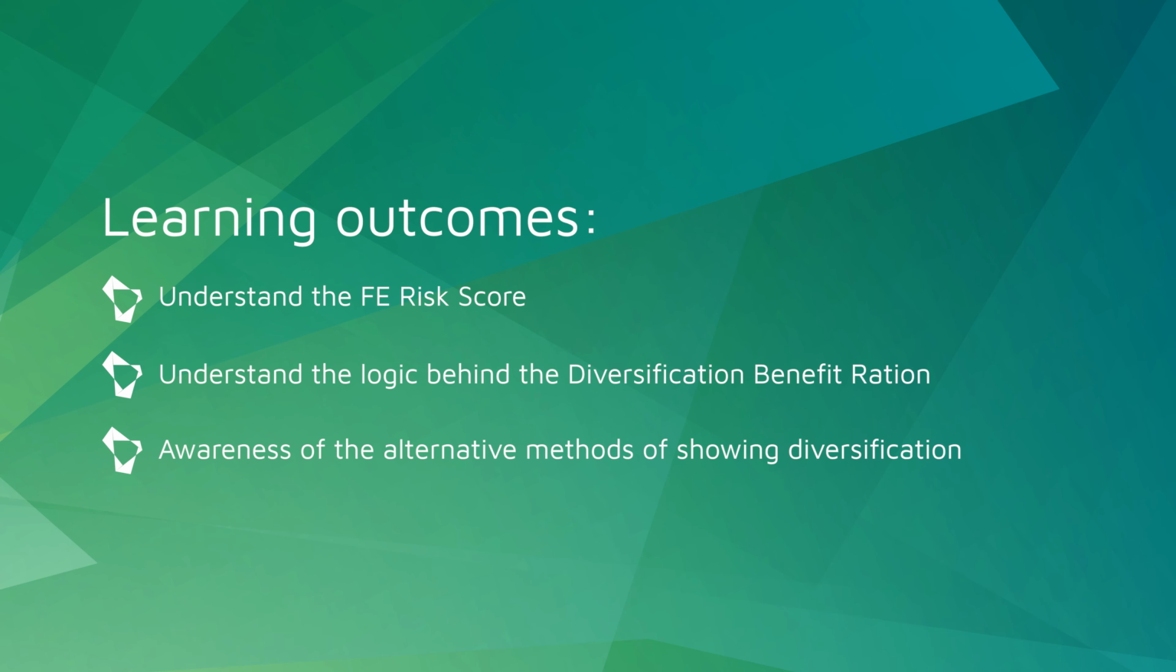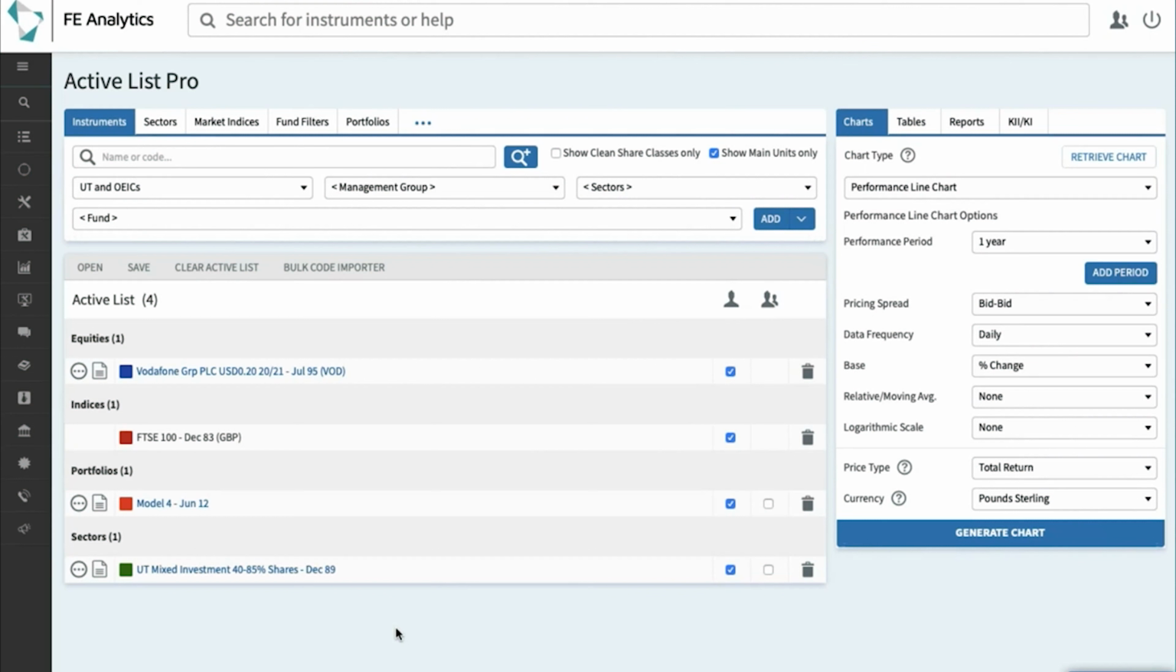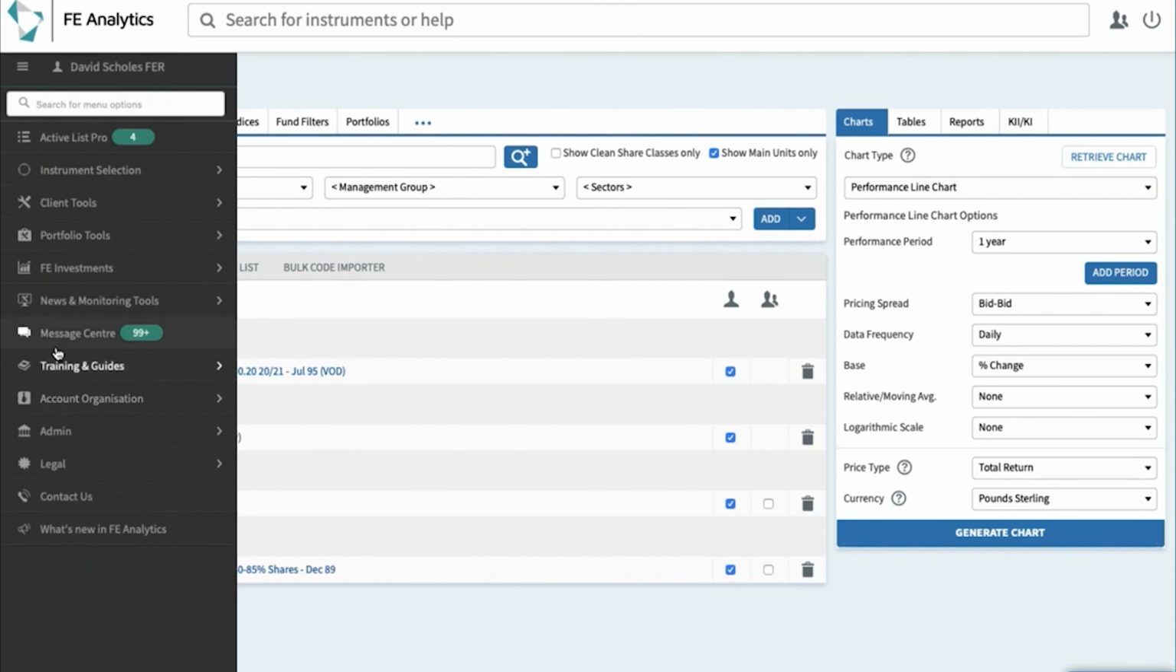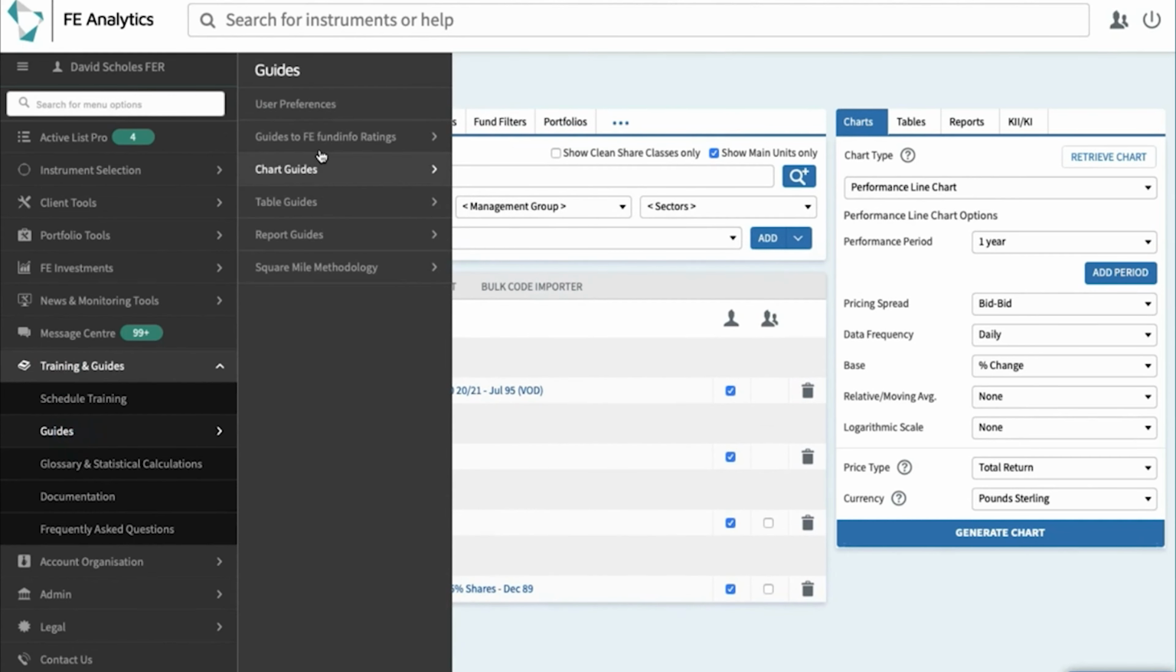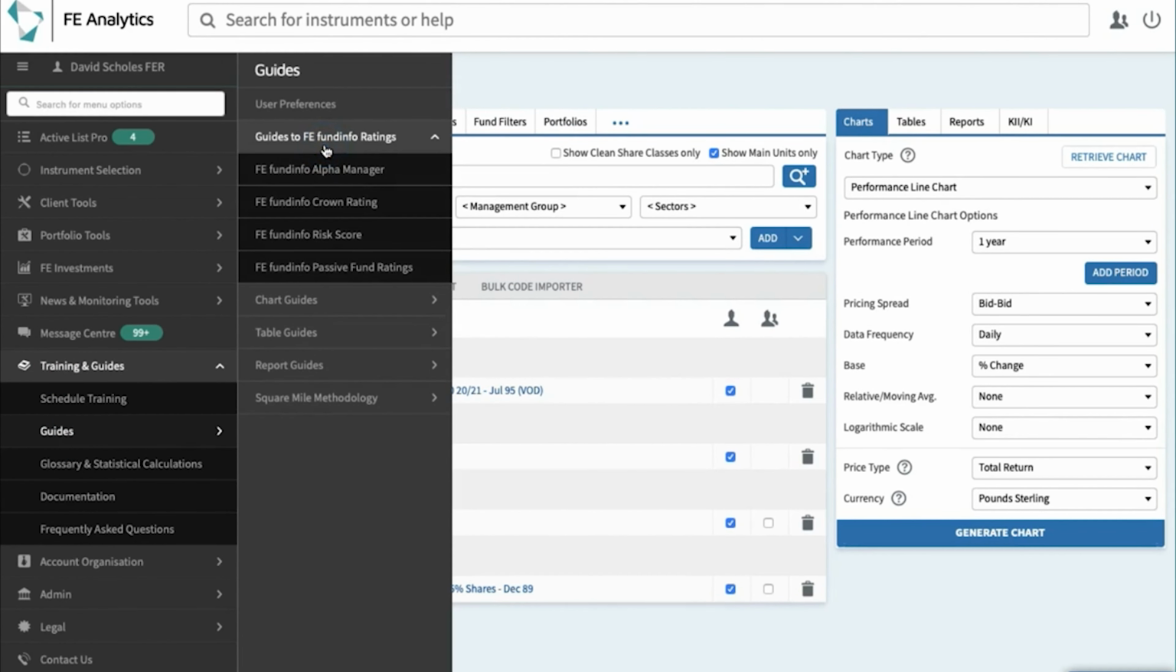So before we start, it's probably worth pointing out we have a guide for every single one of our ratings. They're over here on the left-hand side. If you click on Training and Guides, and again click on Guides just underneath it, you've got guides to FE Fund Info ratings, and there are currently 4 of them. You've got a guide on our Alpha Manager rating, a guide for the Crown rating, a guide for Risk Score, which we'll be talking about today, and the Passive Fund rating as well.